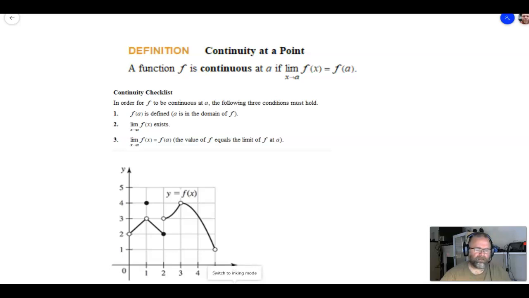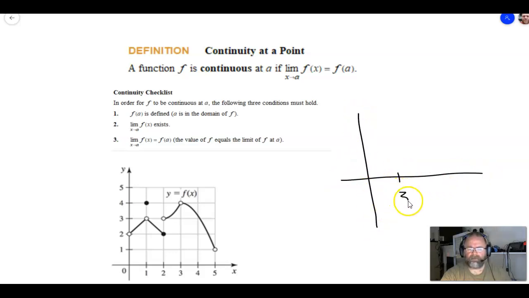Now, one more conceptual way that I like to explain it is, in order for it to be continuous, you have to be able to take your pencil, starting from one side of that value, and move to the other side of that value without lifting your pen. Let me give you a quick example. So let's say here is x equals 3. If I want to find out if it is continuous at x equals 3, let's draw a little line up here.